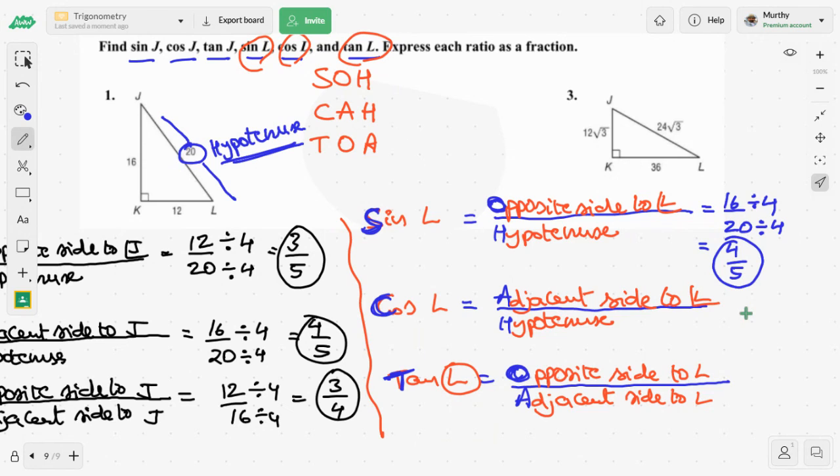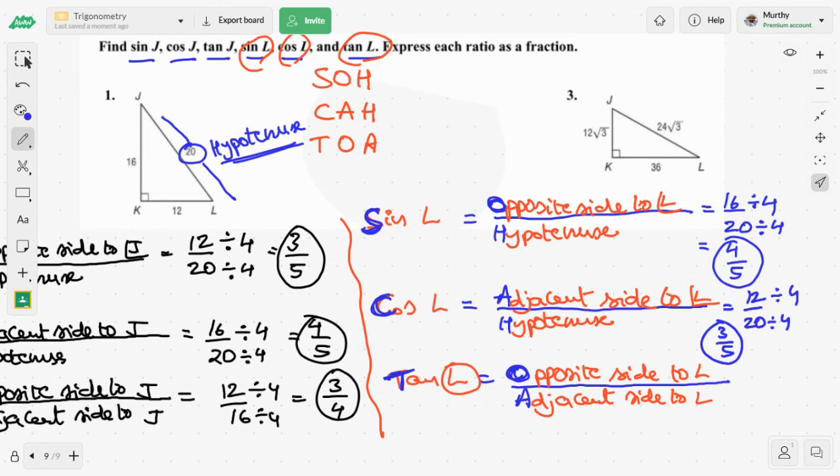I see that adjacent to L means, please remember, adjacent means the side next to the given angle. Here I see that it is 12 units. And the hypotenuse, always the longest one, I see that it is 20. Again, I can divide both these values by 4. So you can compute, or just type it on the calculator, and you'll end up with 3 over 5.